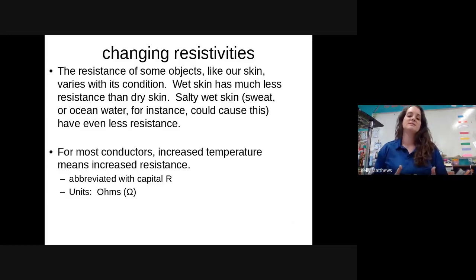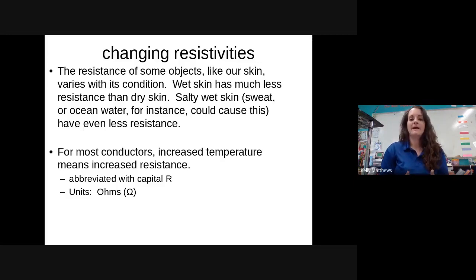It can change in some objects. So the resistance of some objects, like our skin, can change with its condition. We do have some resistance to electricity, but we do not want to test out this theory. So wet skin has much less resistance than dry skin. Salty wet skin, how could that happen? If you've been working out and so sweat is salty, or if you've been in the ocean, you have salty wet skin and it has even less resistance. So, you know, the whole never playing with electricity while you're in the water thing, this is why.